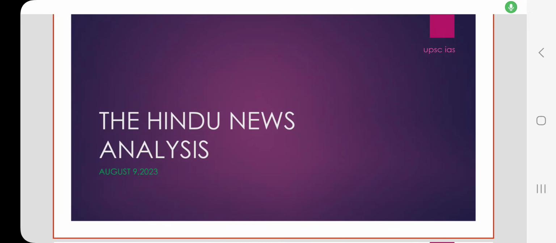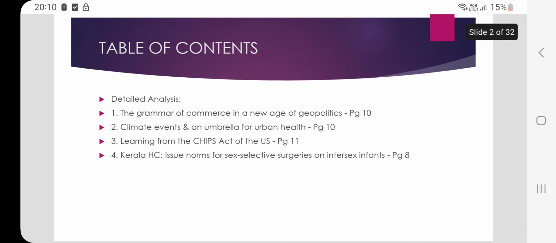Hindu News Analysis dated August 9, 2023. The table of contents. Detailed analysis, let us see for the grammar of commerce in a new age of geopolitics.